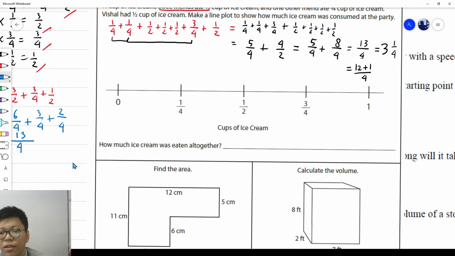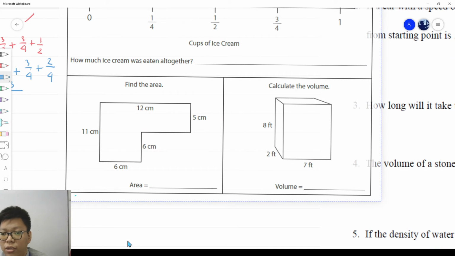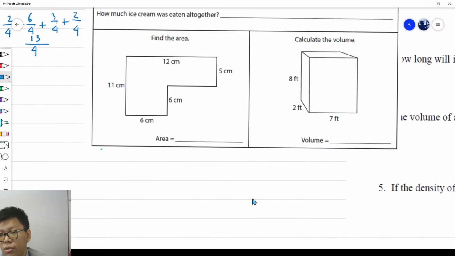Okay. And then we continue to the area. It's lagging. Why are you lagging? Okay.